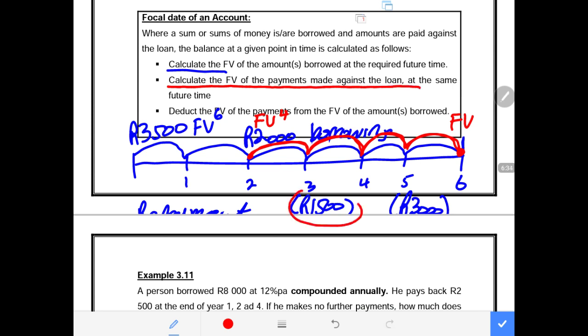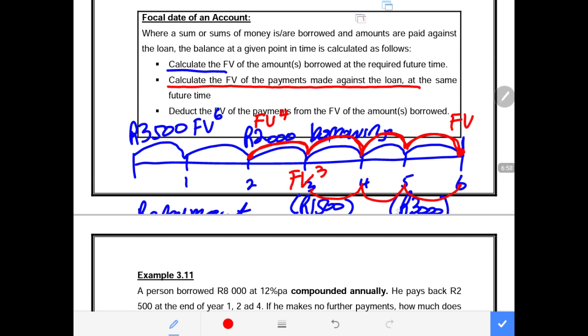Bullet point number 2 says calculate the future value of the payments made against the loan. These are the payments that were made against the loan, so we need to calculate their future value. Now the payment took place at the end of year 3, meaning when you calculate the future value, it will be for year 4, which is 1, year 5, and year 6, meaning the future value for this repayment of 1.5 will be for 1 to 3 years.